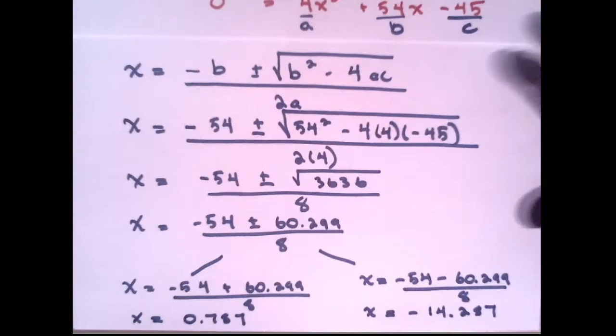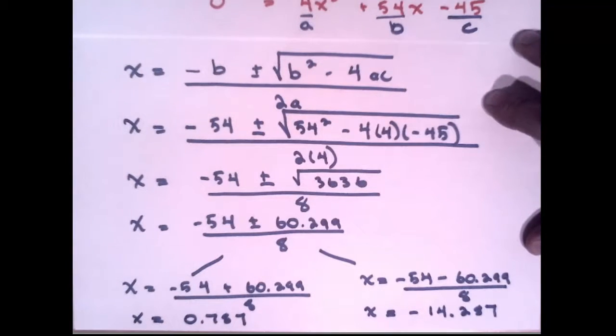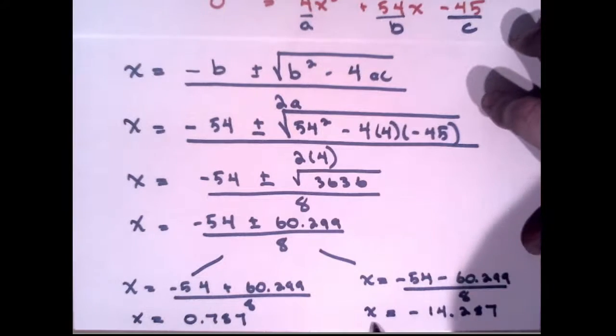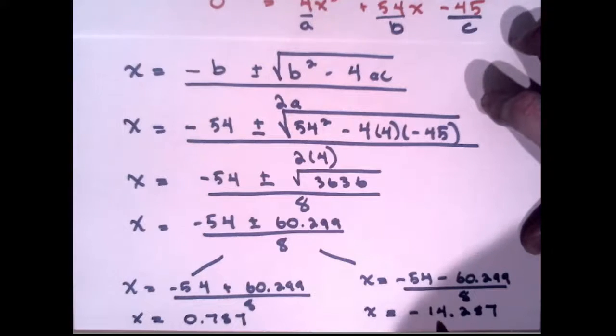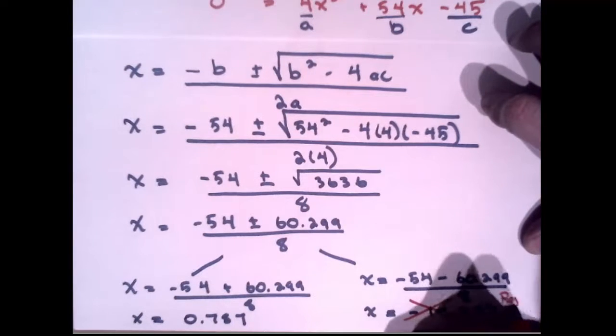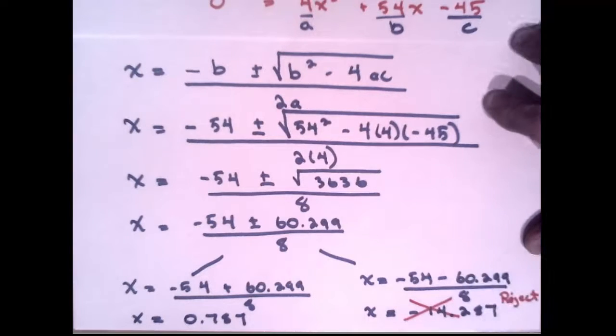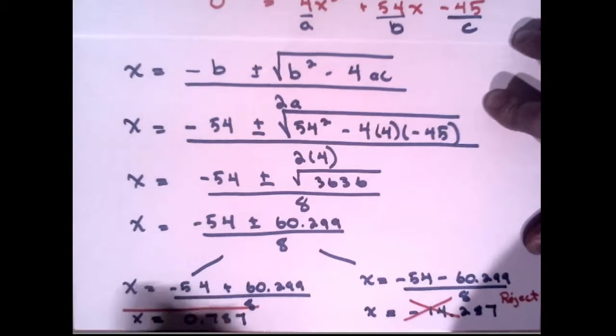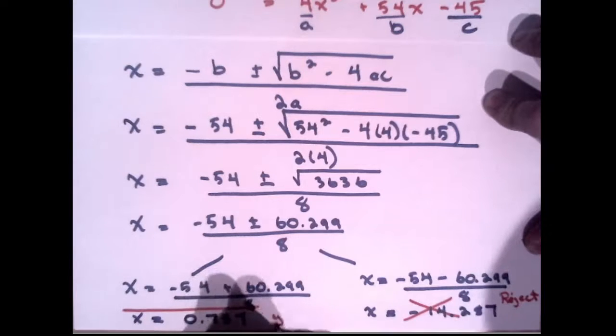X is 0.787. Okay, and these are in yards. And then x equals minus 14.287. I can't have a negative yard. I reject that. You can't have a negative answer. Yards must be positive. So therefore, you're going with 0.787 yards.